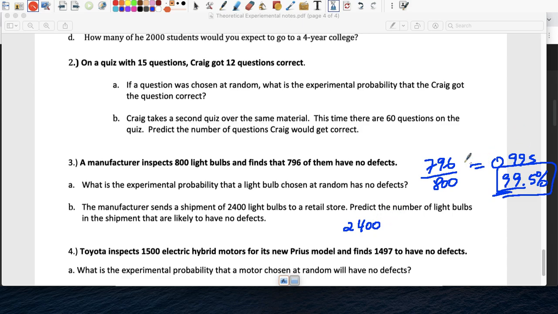So you've got two choices. You can either multiply by 99.5% or 0.995, or you can multiply the original fraction, 796 over 800, times 2,400. It's really up to you, whichever makes it easier for you. So times 2,400, 2,388 should not have any defects.